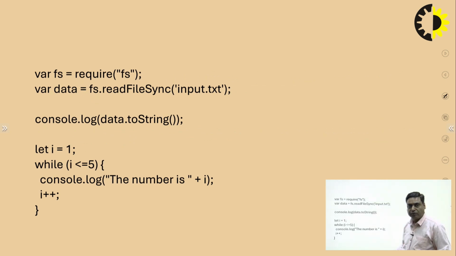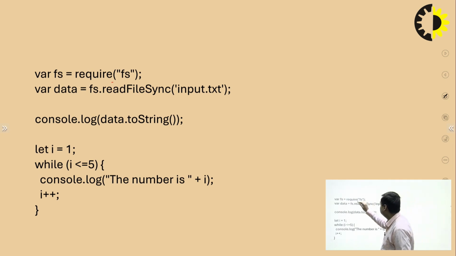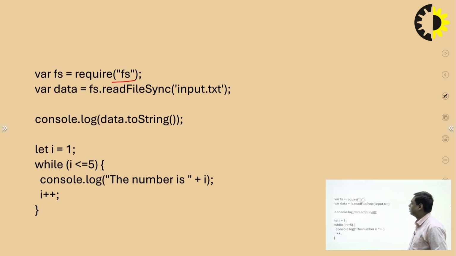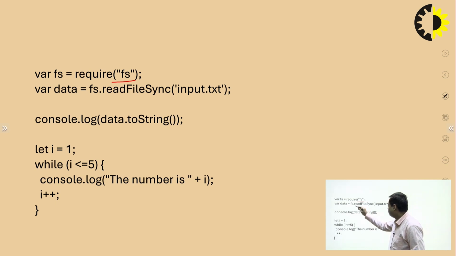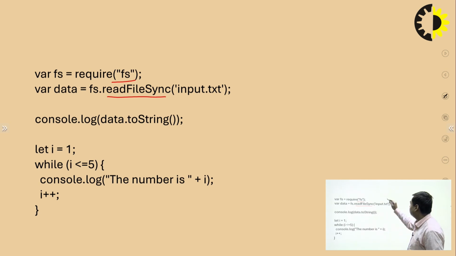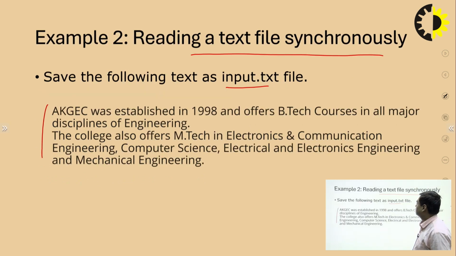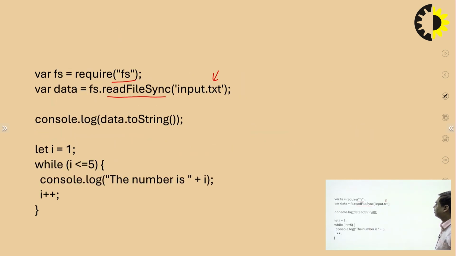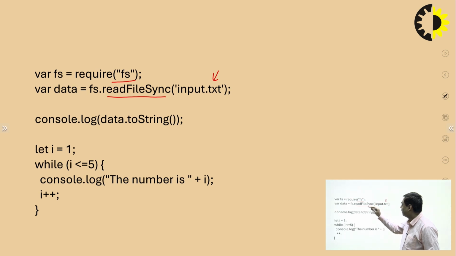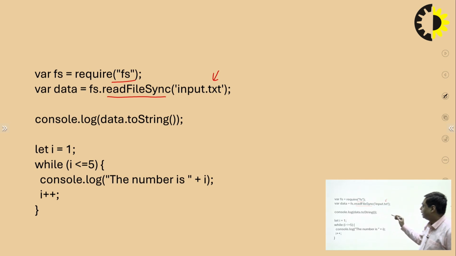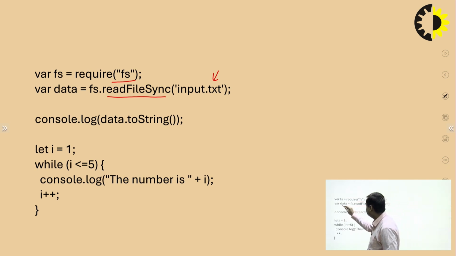If you want to do file handling, first of all, we need to import the fs module. Then we are using the readFileSync method of the fs module, and we are giving the name of the file, input.txt. You can see here, this is input.txt. We have already created it. So we have given this file as an argument to the method readFileSync. This method will read the file, and the data of this file will be stored in a variable data.